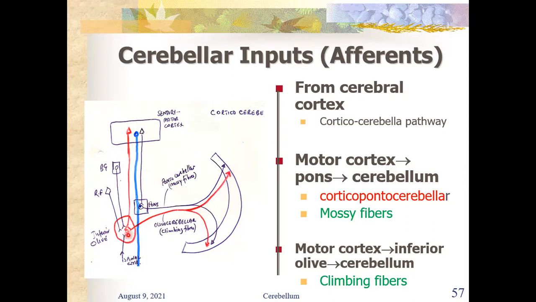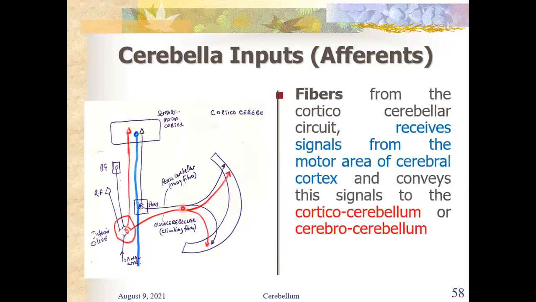So those pathways have motor information coming into the cerebellum via the mossy fibers and the climbing fibers. The olivocerebellar tract carries climbing fibers, and the pontocerebellar fibers are known as the mossy fibers. They bring motor commands from the cerebral cortex to the cerebellum. Remember, the cerebellum is also involved in planning of voluntary movements, just like the cerebral cortex.